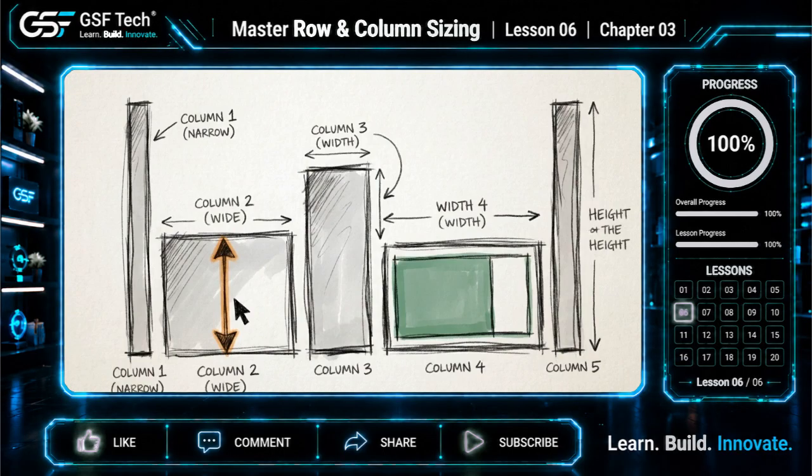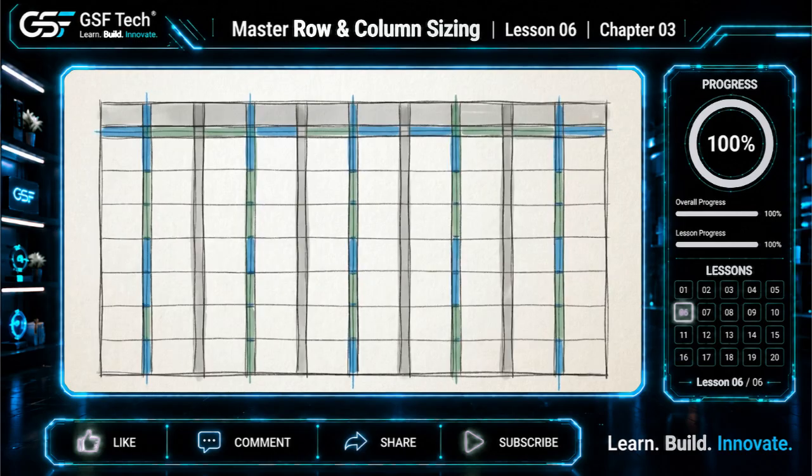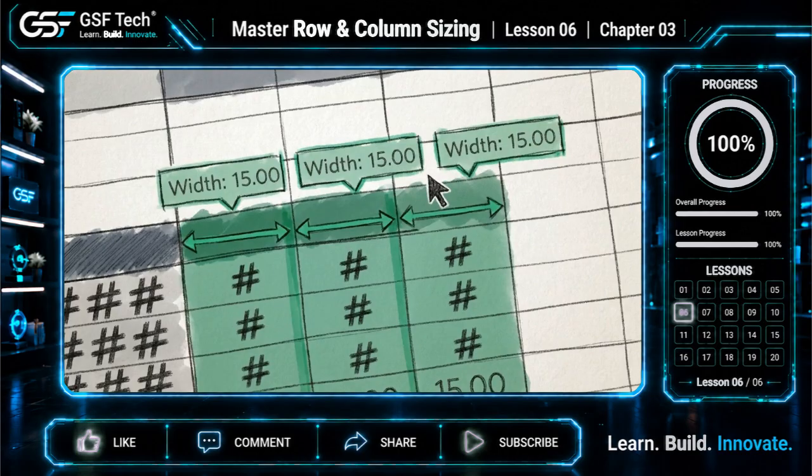AutoFit is fast, but it sizes every column differently based on its contents. If you want a clean, uniform grid, you need a different approach. You can assign a precise, exact numerical value to your columns or rows to force them into a strict alignment.